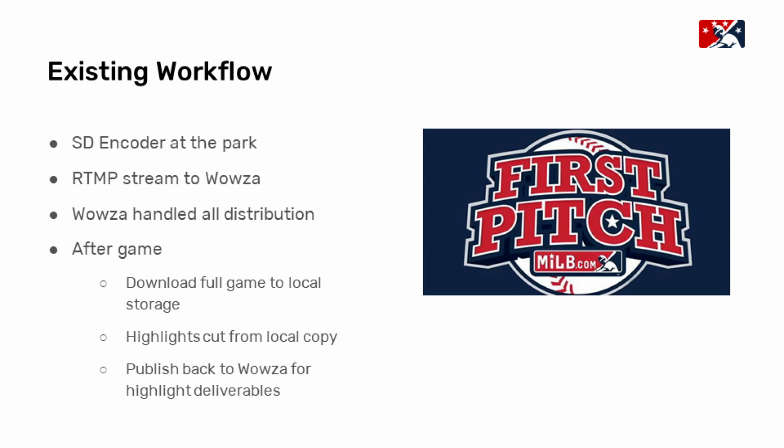The existing workflow was pretty much what you had available at the time. That was an SD encoder doing an RTMP stream to Wowza, and Wowza handled a lot of the distribution, if not all of it. That limited what MLBAM could do. They would have to wait until the game was over, then pull it down to local storage, and then start cutting highlights.